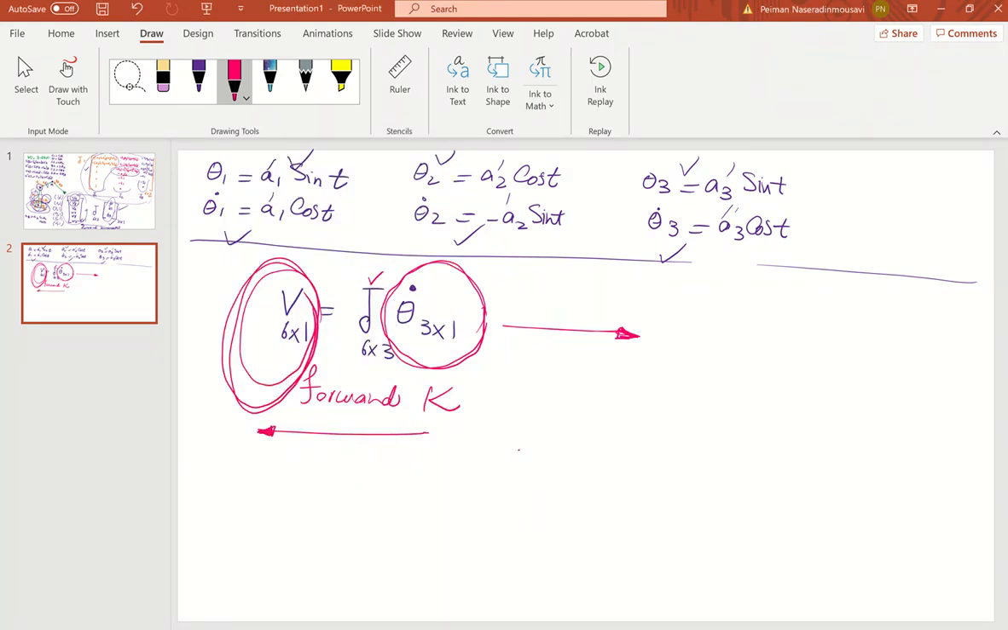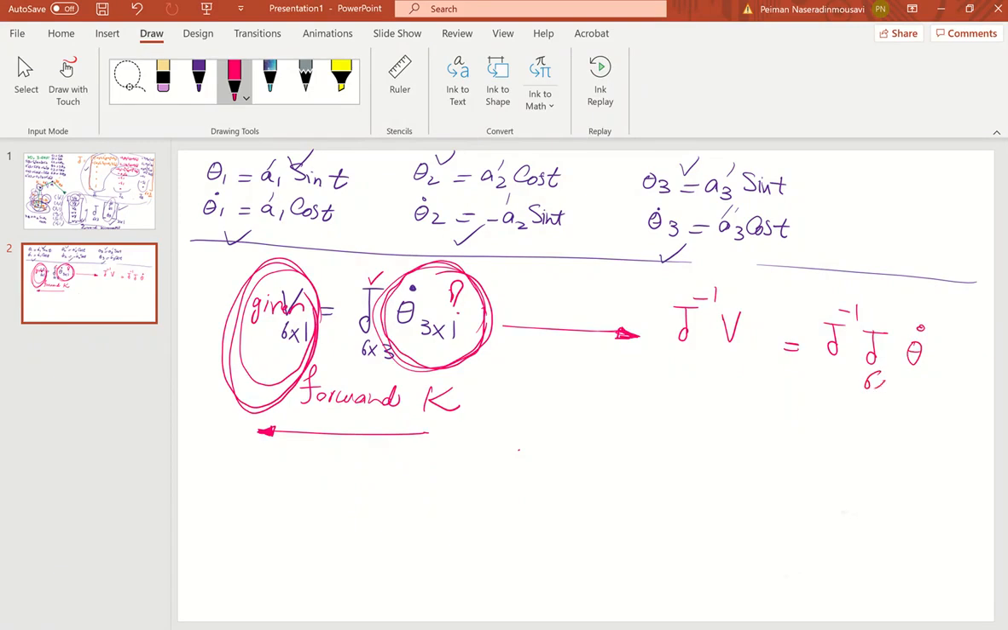So here, look at here, guys. Now I want to calculate this time. This is given. This is given. I want to calculate this. By doing that, I have to say V multiplied by J inverse. J inverse times V is going to be J inverse times J theta dot.